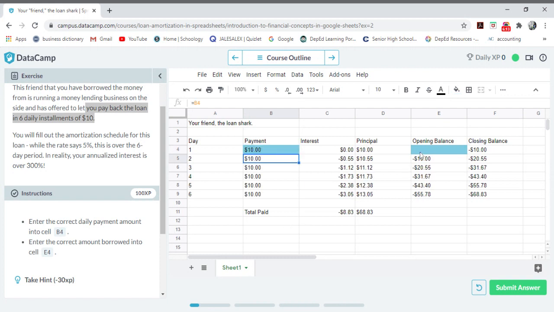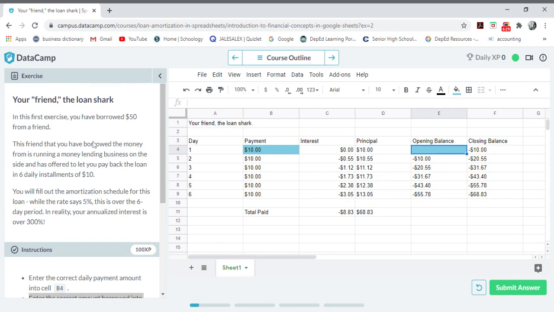And now we also have to enter the correct amount borrowed into cell E4. So E4. And how much are we going to put here? Based on this problem, it says that you have borrowed $50 from a friend, so you have to put 50 here. Okay, so this is our answer.